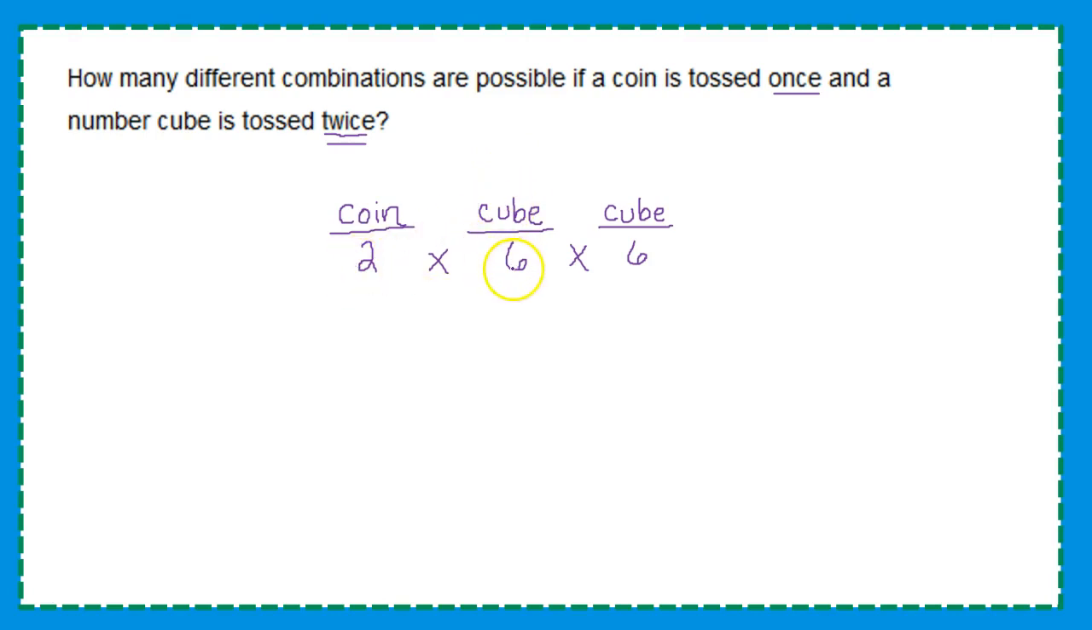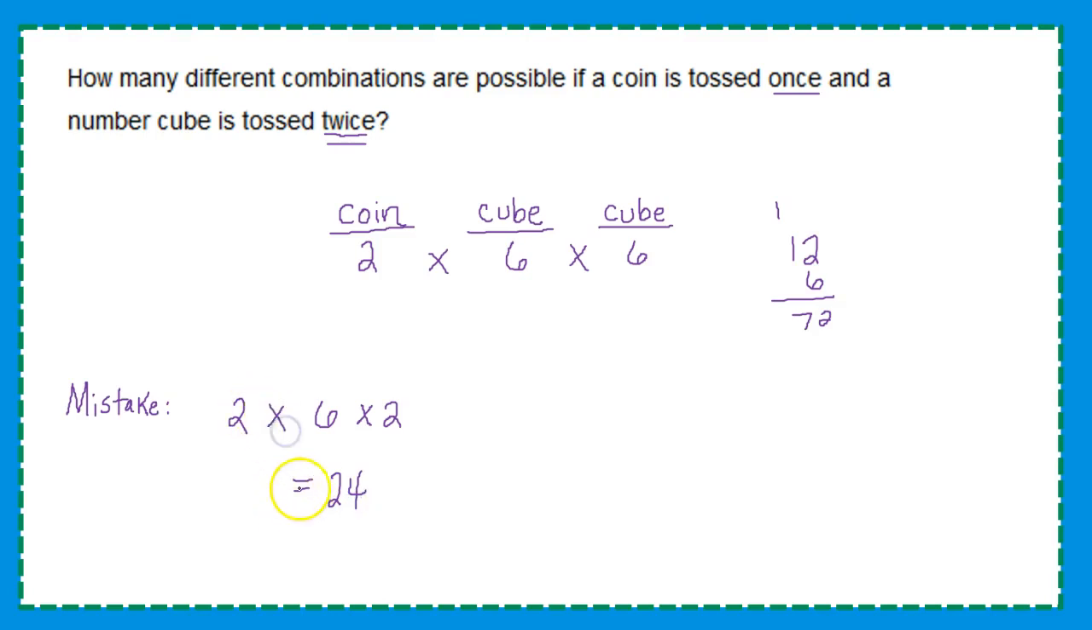Okay? So 2 times 6 times 6. So that would be 12 times 6. That would be 72 possible outcomes. Now, one mistake, the way some students have solved this, is they toss the coin once, and then they say they toss the number cube twice, so they say 6 times 2. And so they usually end up getting an answer of 24. So you have to, instead of saying 6 times 2, because he tossed the cube twice, you say 6 times 6. You just do it again, because each time he tosses that cube, he has 6 possible outcomes.